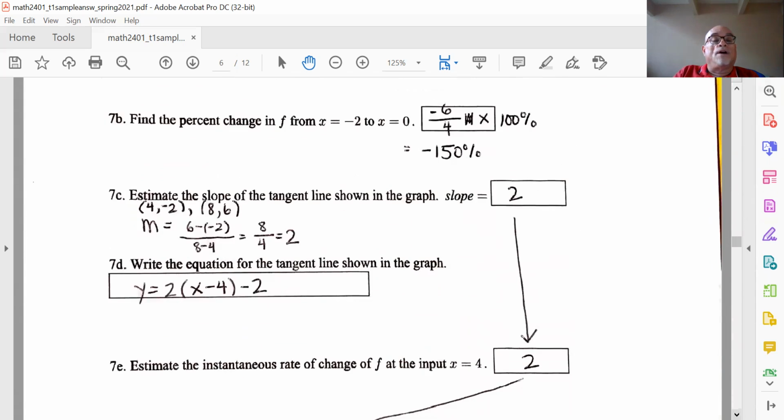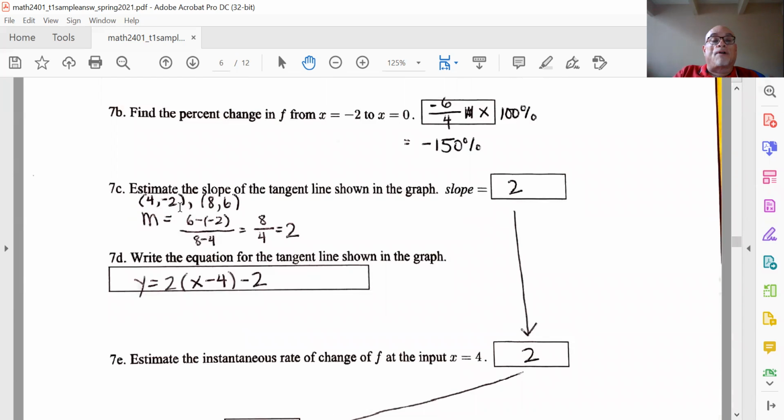And so now we just use our slope formula, right? So we take 6 minus a minus 2 in the numerator. That's the change in the y coordinates, divided by the change in the x coordinates. That's just 8 minus 4, which is 4. So we get 6 minus a minus 2, that's 6 plus 2 is 8, divided by 4 is 2. So the slope of the tangent line shown there in the graph is 2.